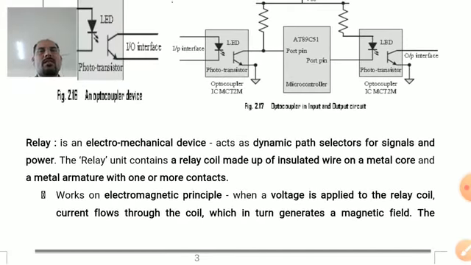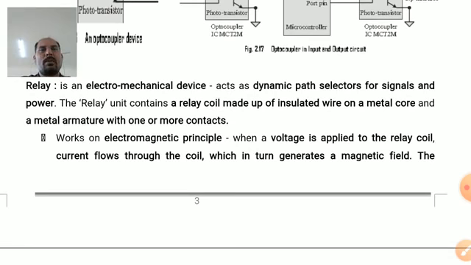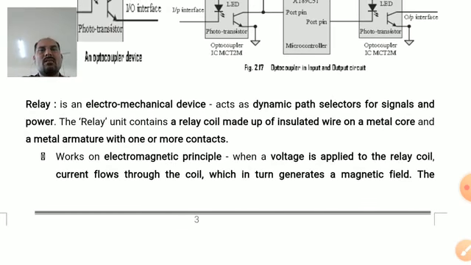Then I will move on to the next topic, called a relay. What is a relay? It is an electromechanical device which acts as a dynamic path selector for signals and power. It contains a relay coil made up of insulated wire on a metal core and a metal armature with 1 or more contacts.